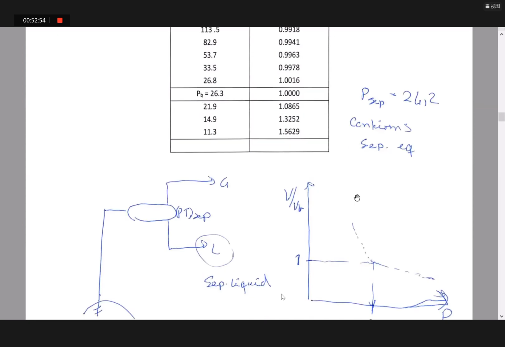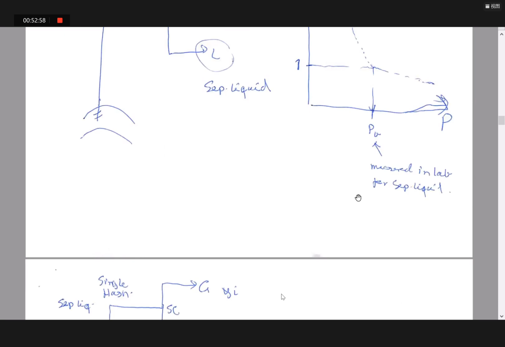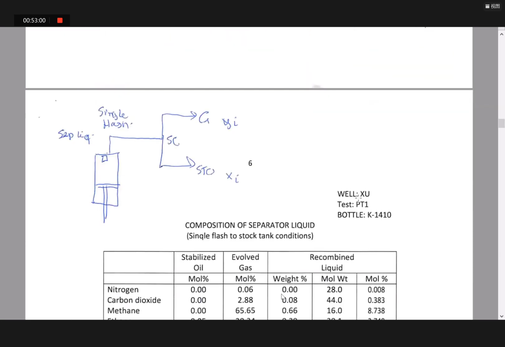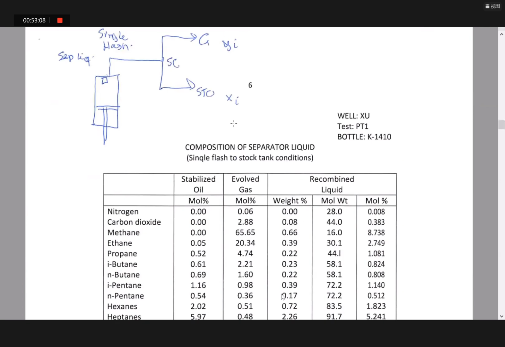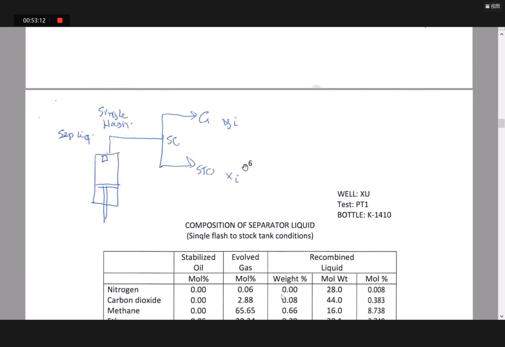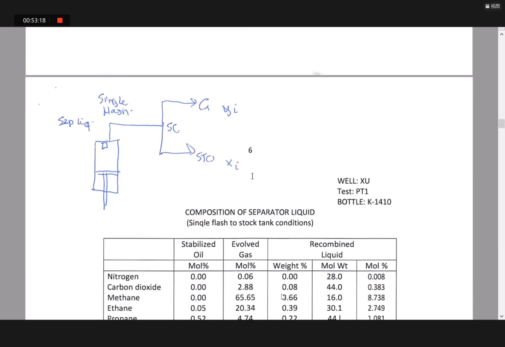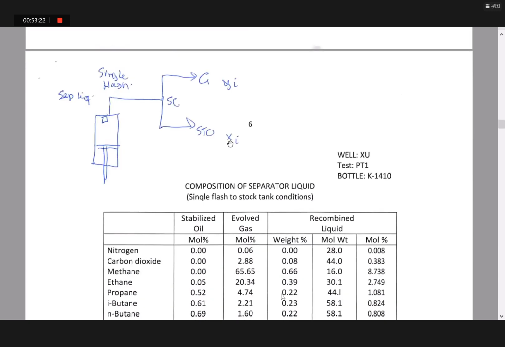Okay, so that's page 6, composition of separated liquid from a single flash. We get a liberated gas, and we get the stock tank oil, and we can analyze the composition. That's what you're going to do in exercise number 2 in the laboratory exercises. So do a GC analysis of a stock tank oil.